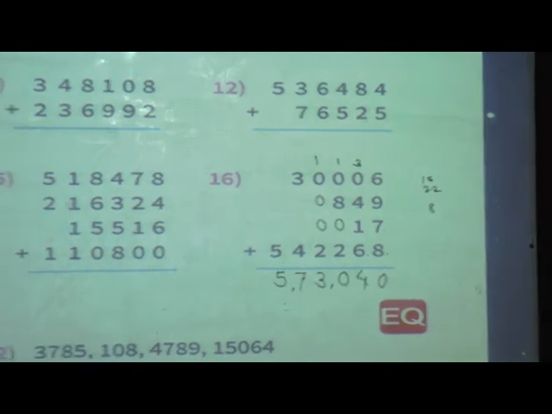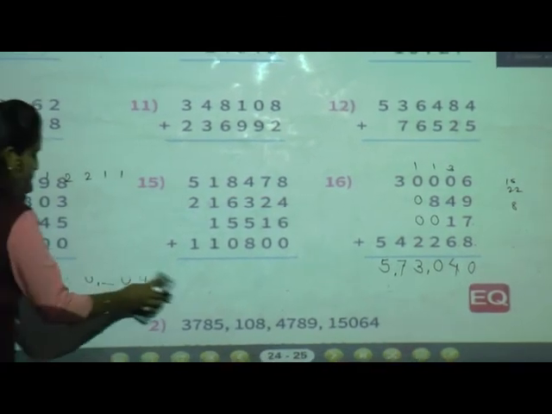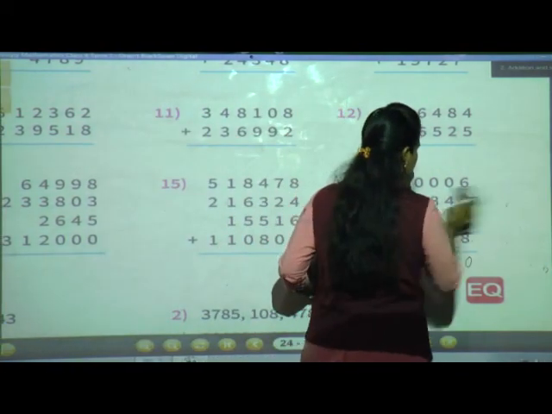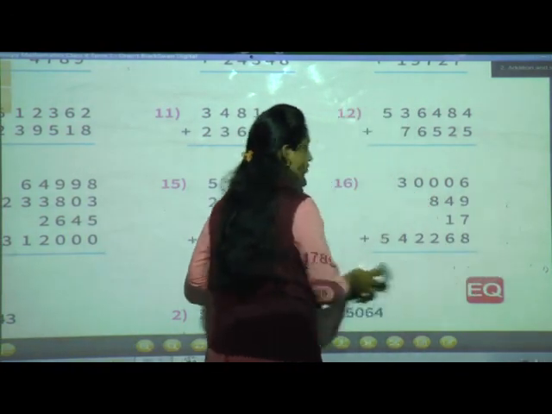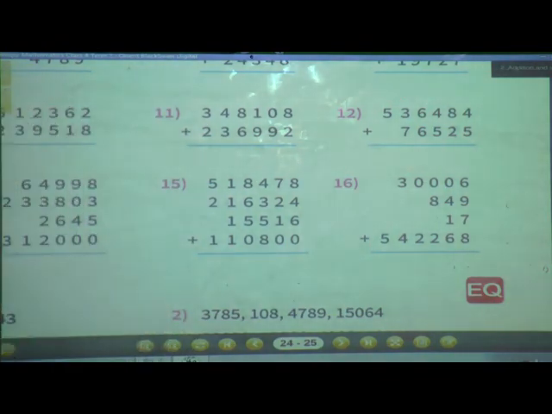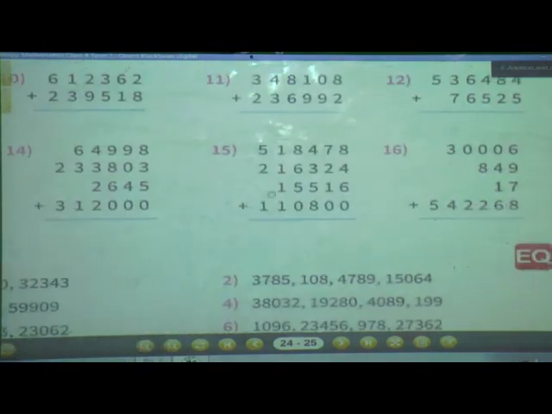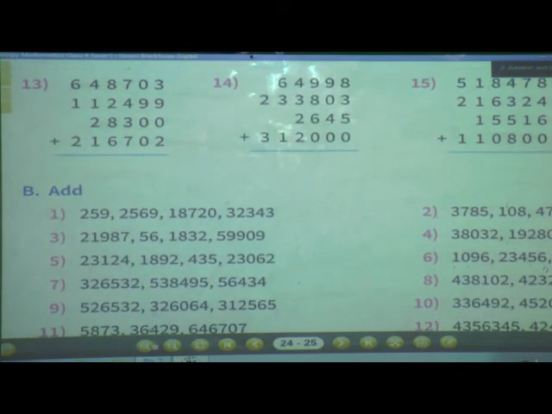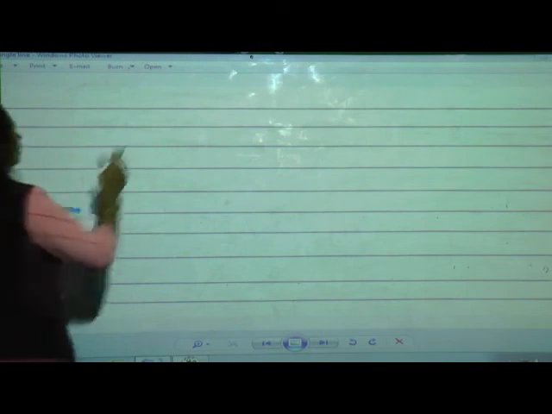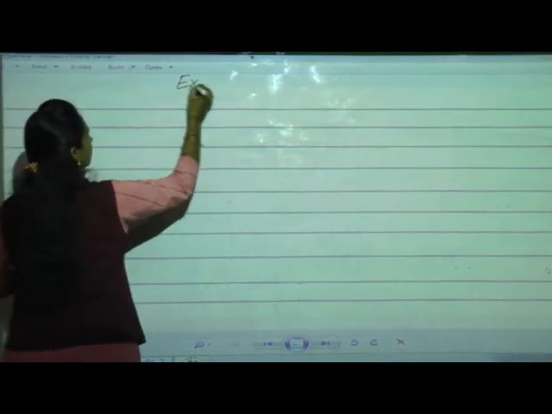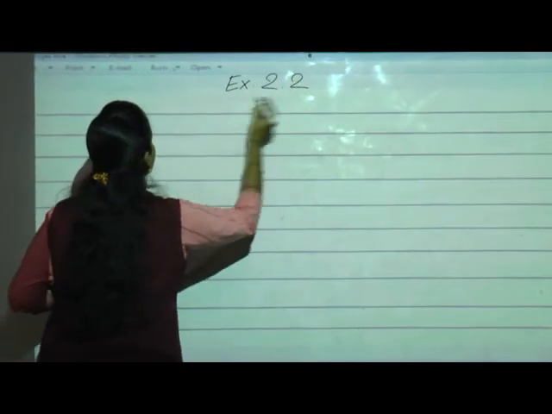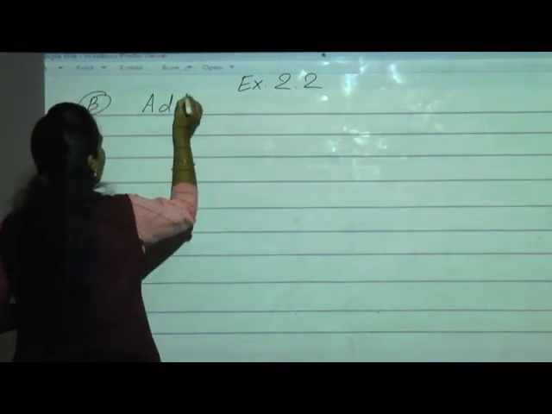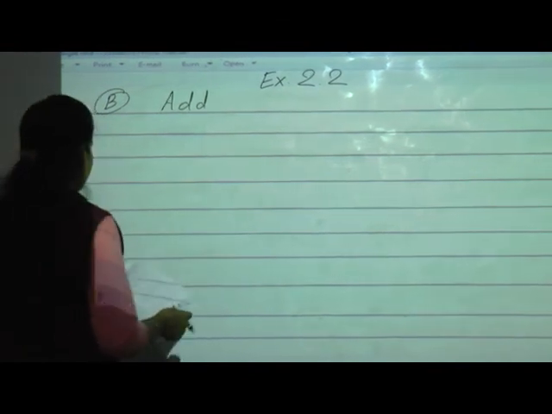Yeah. So I have solved 8 sums for you. Okay. So the remaining 8 are very easy. You are going to solve them by yourself. Now we will start the exercise. Exercise B question, exercise 2.2 only. Add. Okay. B question is add. In that we will start with the first question.